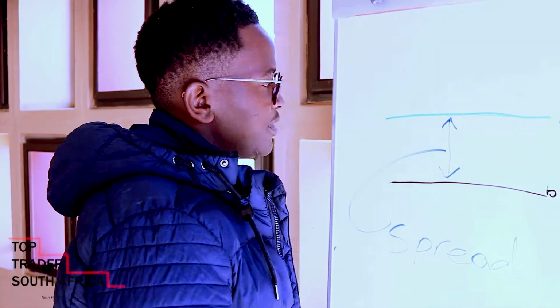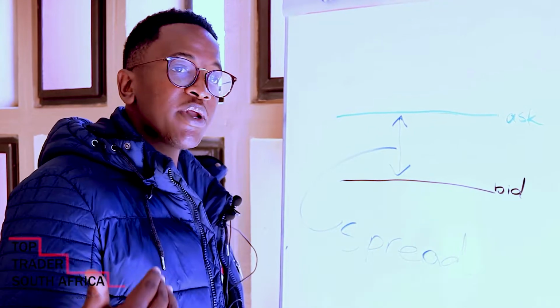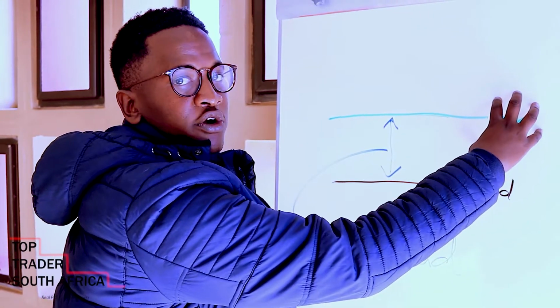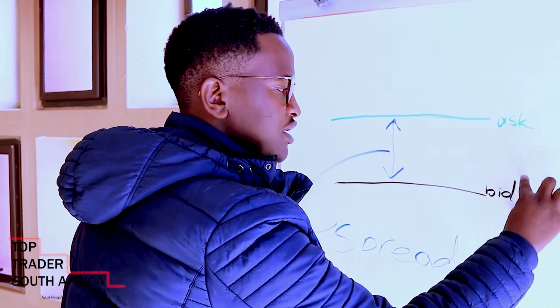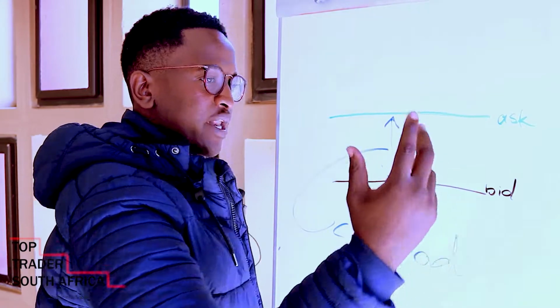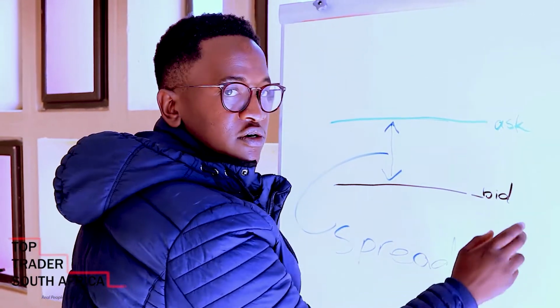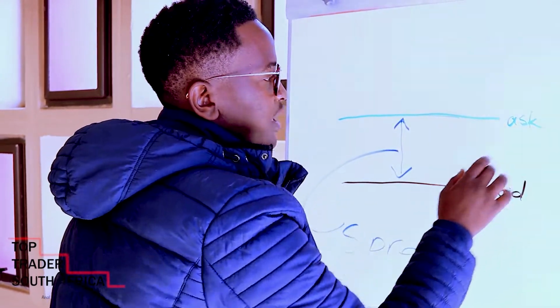But when you open a trade, you'll have a bid and an ask price. When you open a buy trade, your trade will be opened on the ask price, but as the trade progresses, it will be using the bid price. If you open a sell, you'll open on the bid price, but the actual price of your trade will be an ask price.